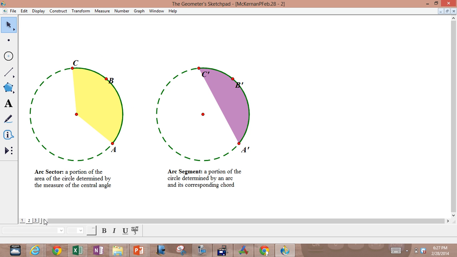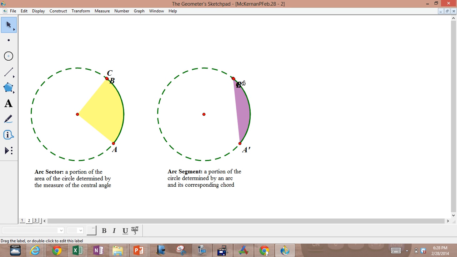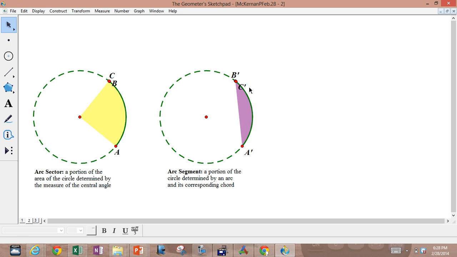We then moved into what we call the sector and the segment. The sector is essentially a slice of pie. It's a fractional part of the area of the entire circle. That's the sector. The segment is this portion, which is like a capped region, and it is the portion determined by an arc and a chord.